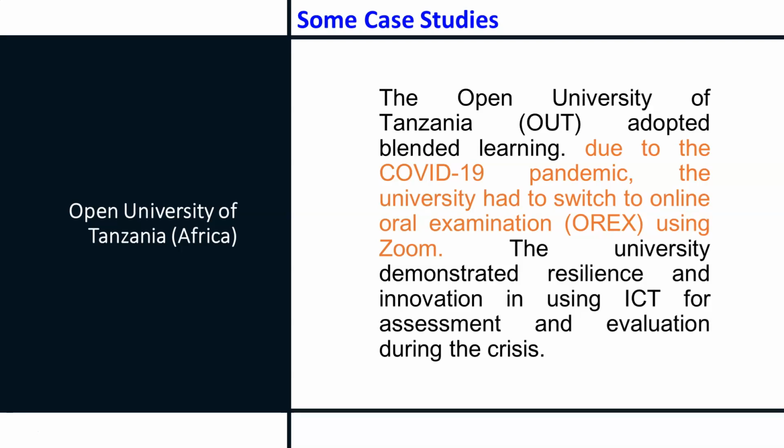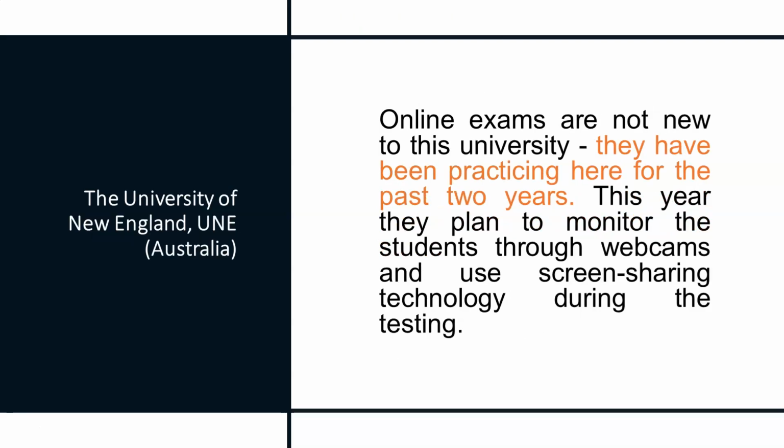Let us look at the University of New England, UNE, Australia. Online exams are not new to this university. They have been practicing here for the past 2 years. This year, they plan to monitor the students through webcams and use screen sharing technology during the testing. The university considers safe alternatives on-site for those students who, for some reason, are not able to take exams remotely, for example, due to their living conditions.